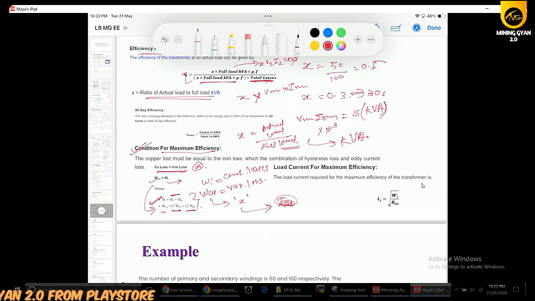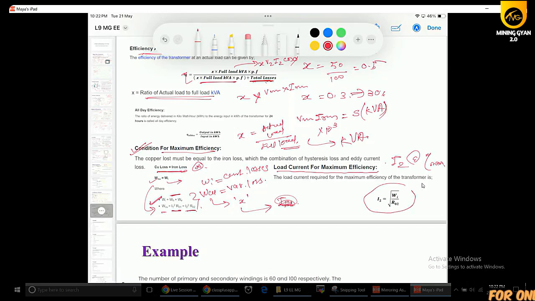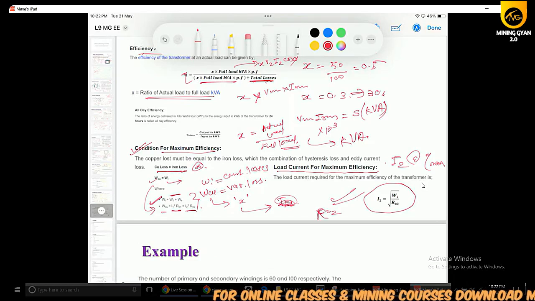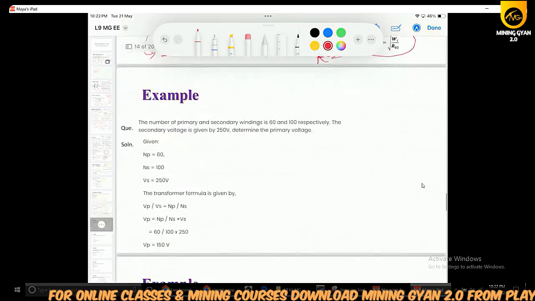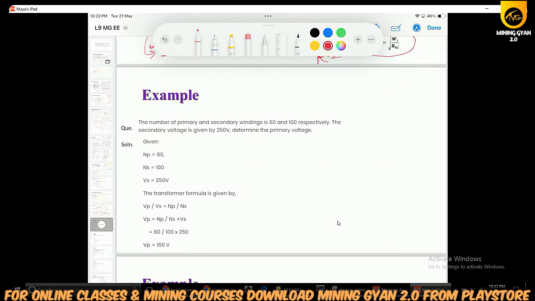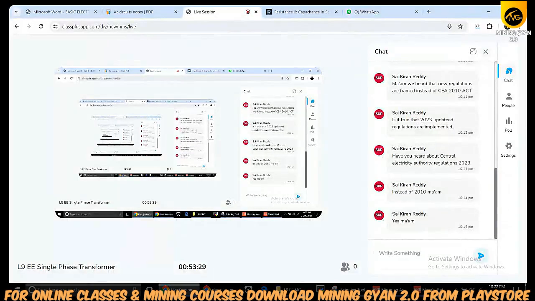Otherwise, if they will ask you what is the load current, that is the I2, okay, at the condition of maximum efficiency, then you can use this formula directly. I2 equals to under root Wi is the total iron loss divided by R02. What is R02? That is the equivalent resistance referred at the secondary side. So these formulas are sufficient to solve the questions. You can just revise the things and then you can solve the problems.